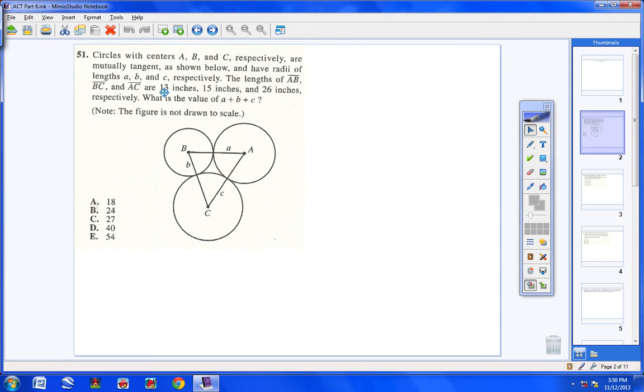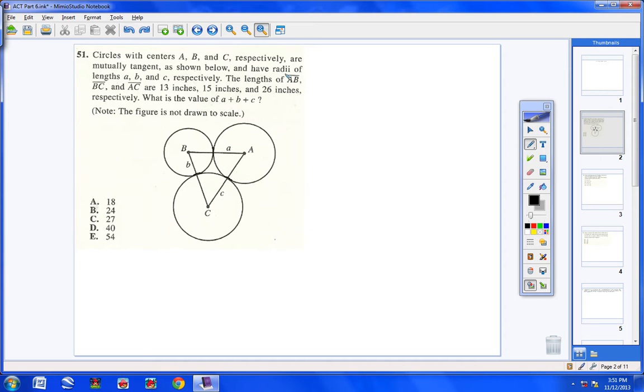Let's take a look at number 51. Circles with centers A, B, and C, and that's important, by the way, that tells you they're right in the center of the circle, respectively, are mutually tangent. Now that's important too. What that means is these circles are intersecting in just one place right there. They're just barely touching on the edge. That's what it means when it says these circles are tangent. So these circles are not overlapping at all, just a little bit. They're not doing that, okay?